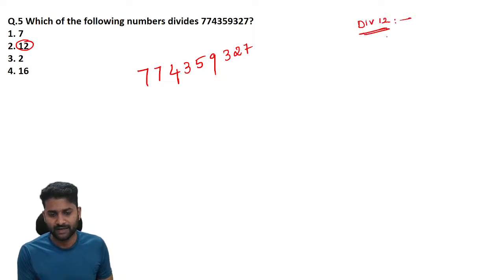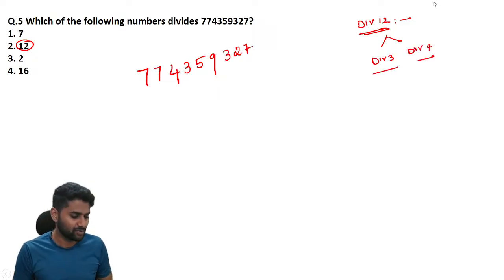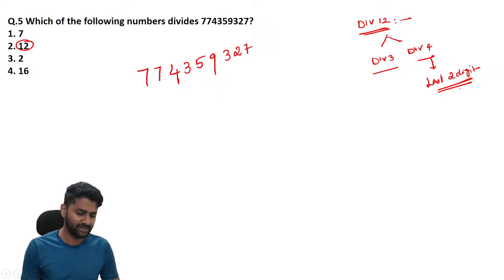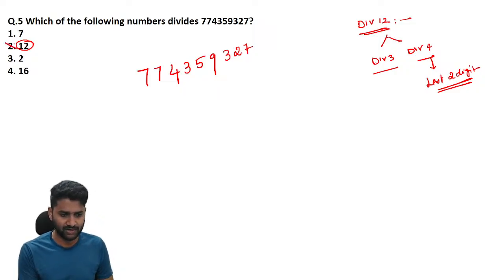See, if any number is divisible by 3 and divisible by 4, then the number is always divisible by 12. You can check here. Is it divisible by 4? What is divisible by 4? If the last two digits are divisible by 4, then the entire number is divisible by 4. So we can conclude that it is not at all divisible by 4.